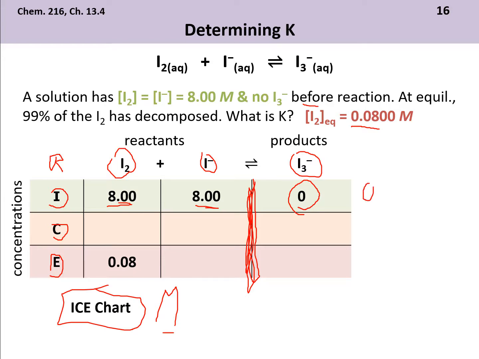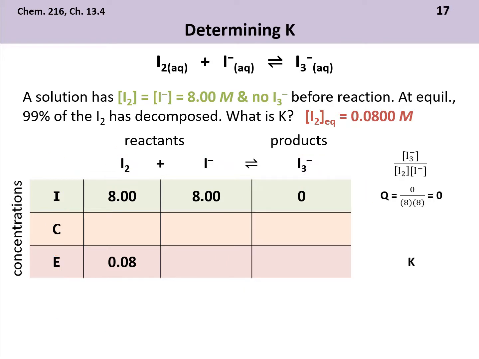Now I'm going to plug those into my equation for Q. My equation for Q is going to be I3 minus, the product, over I2 times I minus. I plug in these values, I get 0. If I have something where I have no product, what that means is my Q is going to be 0. Okay? All right. Next, so I start off with my initial.